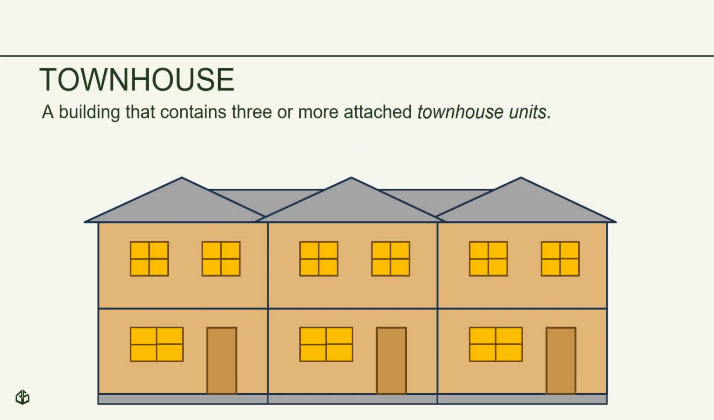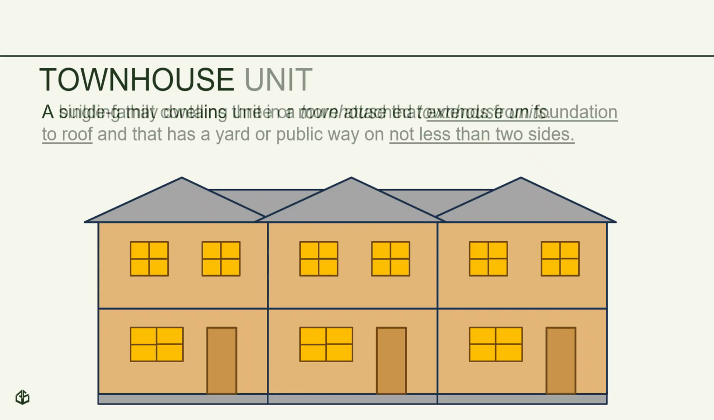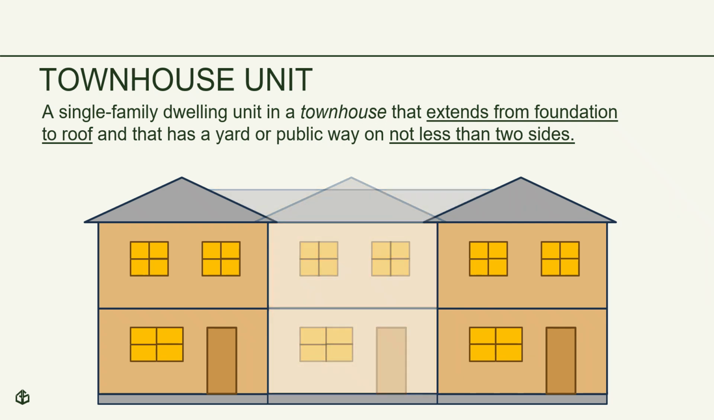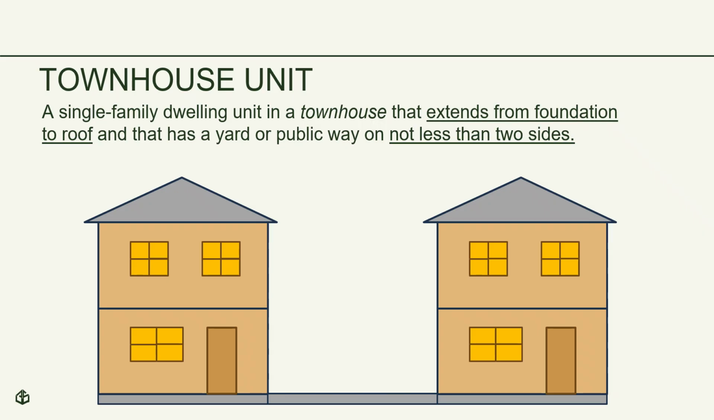We discussed that townhouses that are 3 stories or less above grade plane also fall under the scope of the IRC. A townhouse, as defined by the IRC, is a building that contains 3 or more attached townhouse units. Townhouse unit is also defined, which is a single-family dwelling unit in a townhouse that extends from foundation to roof and that has a yard or public way on not less than two sides. The general intent of the design of the townhouse is that a townhouse unit could be destroyed without major impact to the adjacent townhouse units.